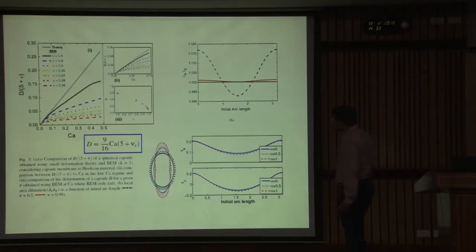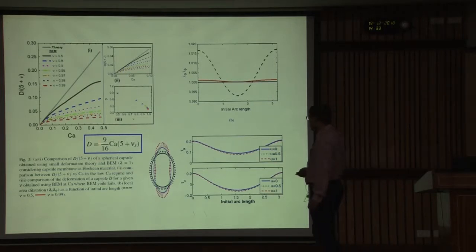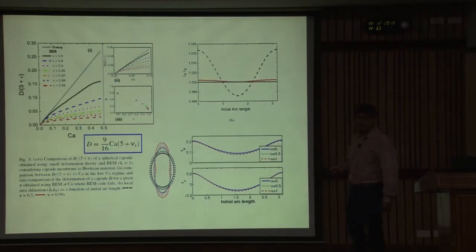Okay. Now, one would have been puzzled if I use Hooke's law, for example. The expression for degree of deformation is 9 by 16 capillary number 5 plus nu s, and one would argue that if the Poisson ratio is 1, one shouldn't have seen any deformation in a spherical capsule, right? But the expression tells you that the degree of deformation is very weakly dependent on the Poisson ratio, which means that even if the Poisson ratio is 1, you can have significant deformation in the capsule. Okay. And this really is an artifact of the linear assumption.